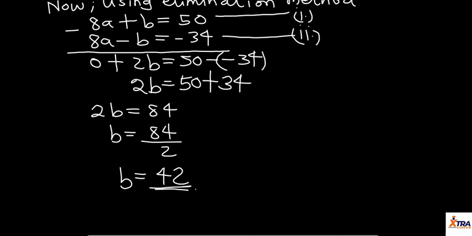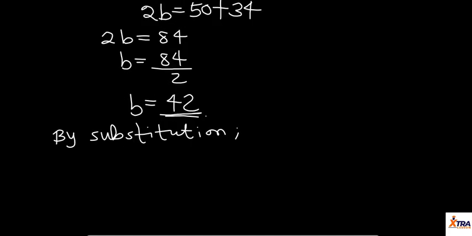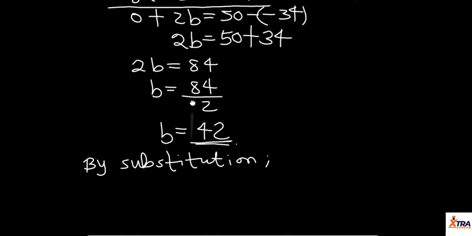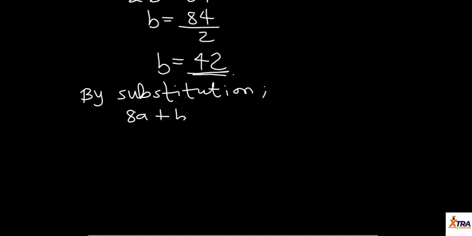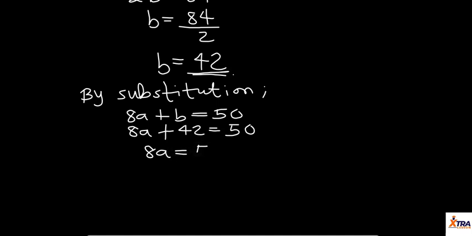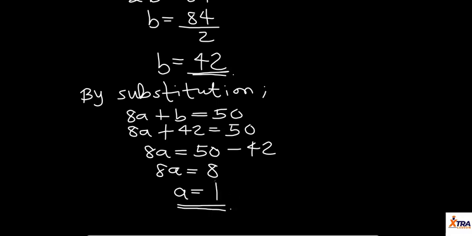So by substitution, I know that 8a plus b equals 50. Since b now is 42, I can say 8a plus 42 equals 50. Then I can say 8a equals 50 minus 42. I can say 8a equals 8. I can say my a here is 1. I've gotten my a and I've gotten my b.